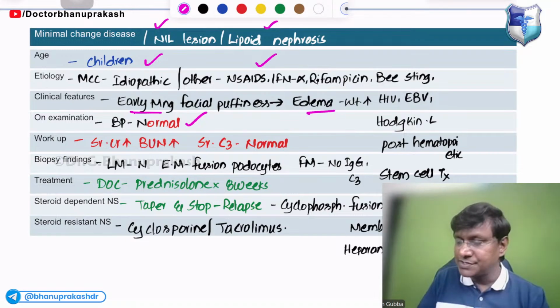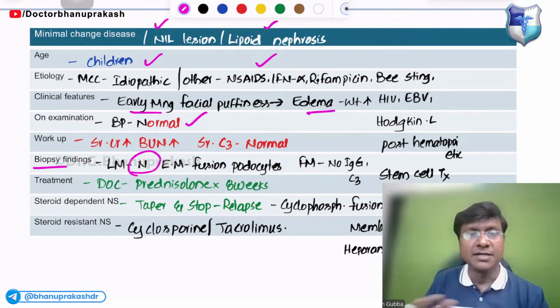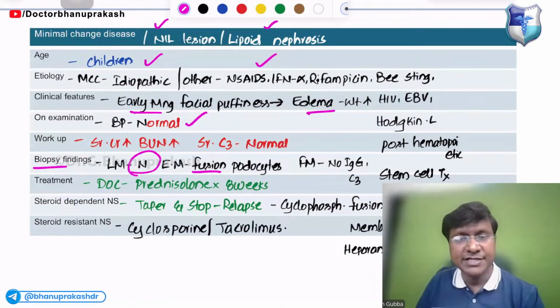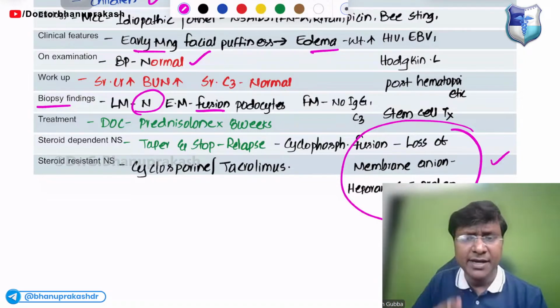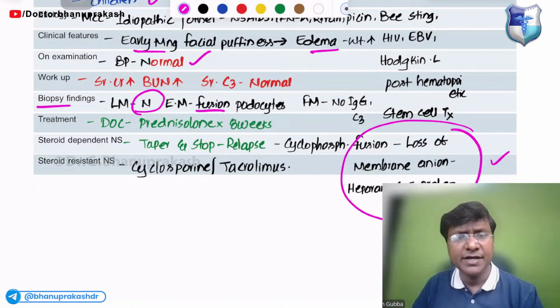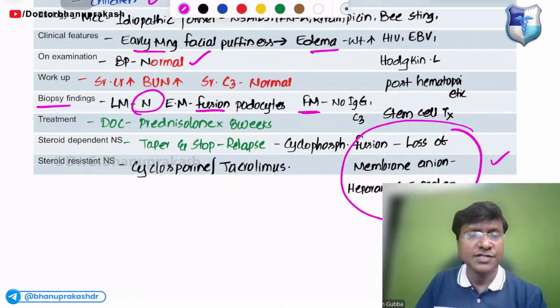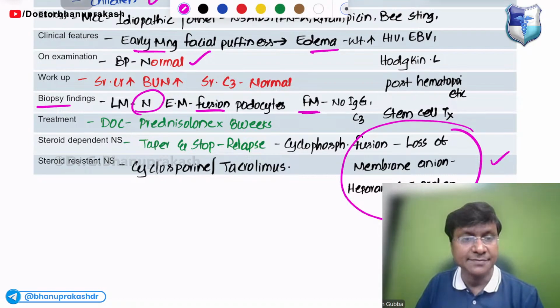What is the investigation of choice? Biopsy, where the light microscopy will be absolutely normal. That is the reason why it is called nil lesion. Whereas electron microscopy will show fusion of the podocytes, or fusion of the foot processes. Why is there fusion of the foot processes? That is due to loss of the membrane anion, that is heparan sulfate proteoglycan, right? And what does the fluorescent microscopy show? Fluorescent microscopy shows that there are no immunoglobulins and no C3.